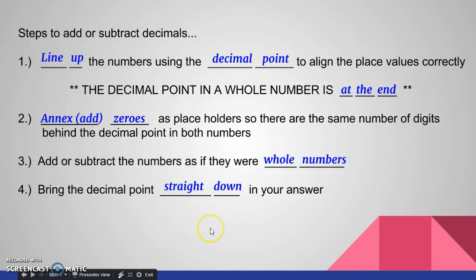So hopefully between these examples and these guided notes, we have shown a little bit of how to add and subtract some decimals. We are definitely going to do some independent practice here in a little bit. So go ahead and make sure you have everything filled out and the examples copied down.